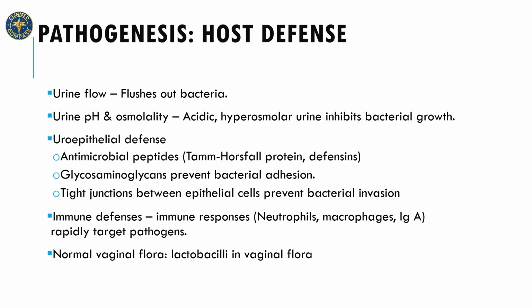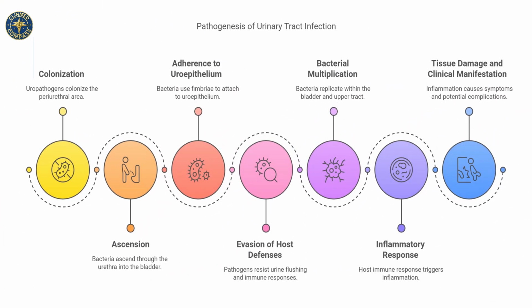The immune system is not left out. Neutrophils, macrophages, and immunoglobulin A quickly target invading microbes. Lastly, the normal vaginal flora, especially lactobacilli, helps maintain a protective environment. Together, these barriers help to keep the urinary tract sterile. UTI arises when microorganisms overcome the host defenses.